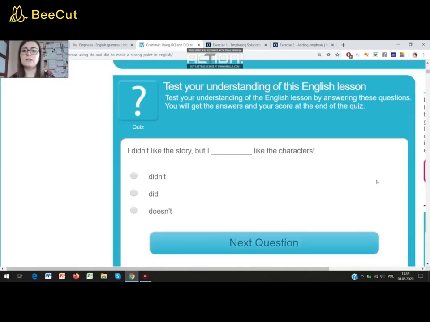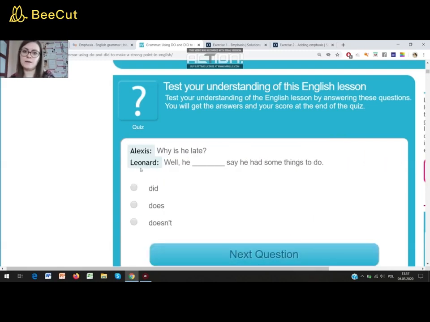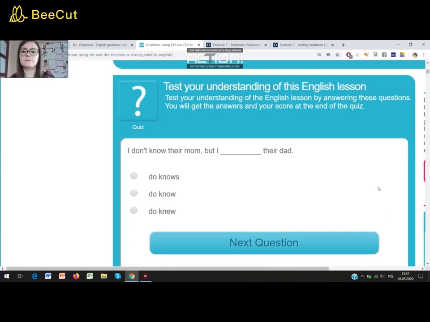Firstly, we have auxiliary verbs do or did here to use just to emphasize a sentence. So let's try. I didn't like the story, but I did like the characters, right? Why is he late? Well, he did say he had some things to do. We have "had" here, so it was in the past. Well, he did say, yeah, so like he really said it in another way.